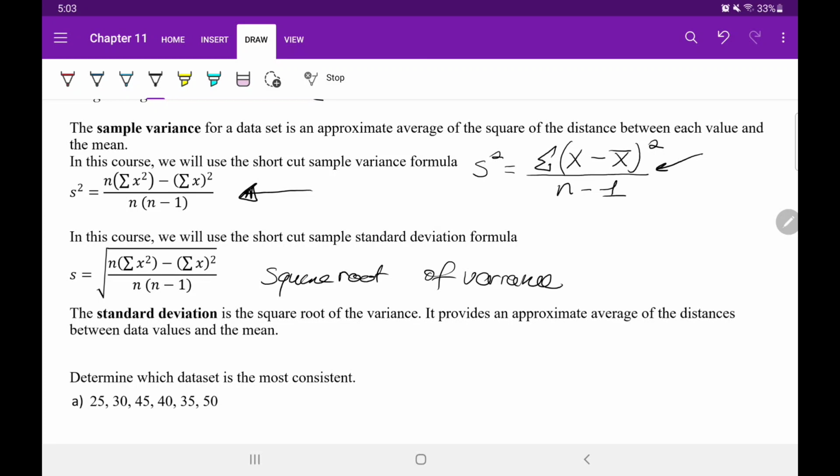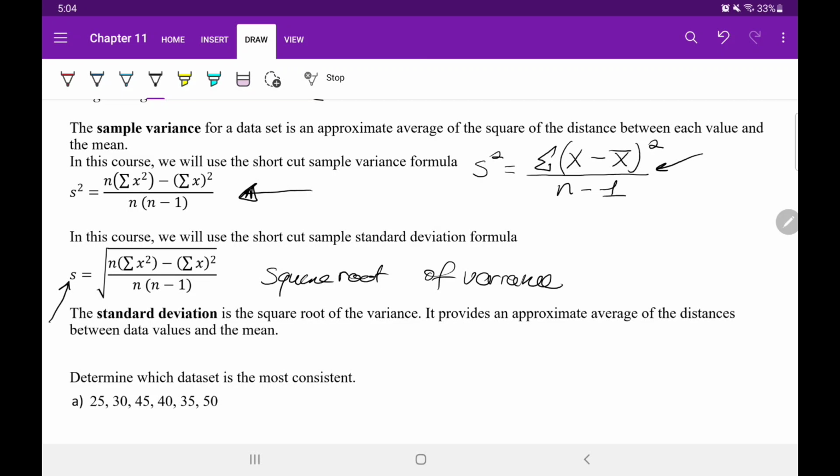Now, the standard deviation provides an approximate average of the distance between the data values and the mean. So it's not the square of the average distance, but it's the average distance between the mean and the data values in the data set. And this right here, the sample standard deviation, is the most important. The smaller that number is, the more consistent the data set is with the mean, and if the mean, median, and mode are the same, that means the more consistent the data set is as a whole.